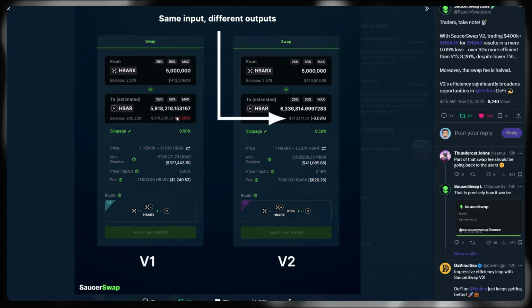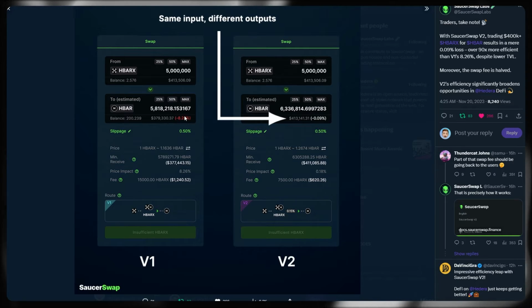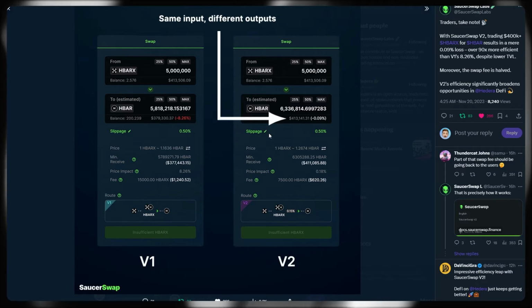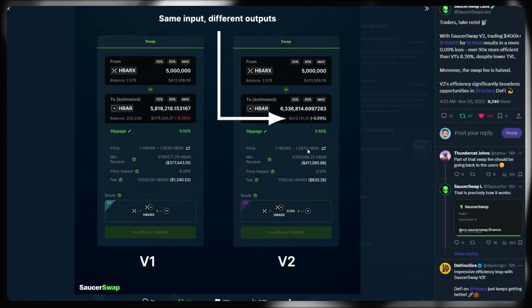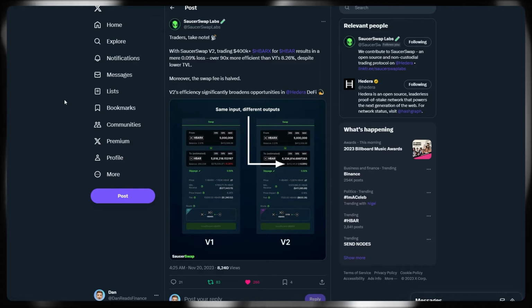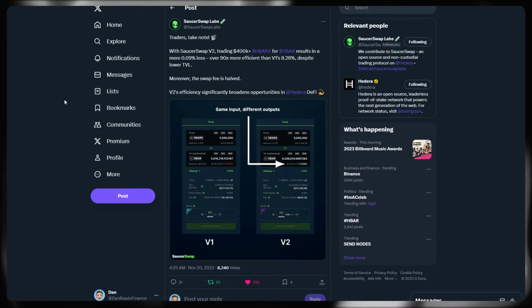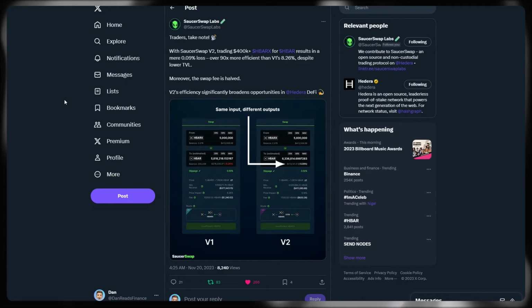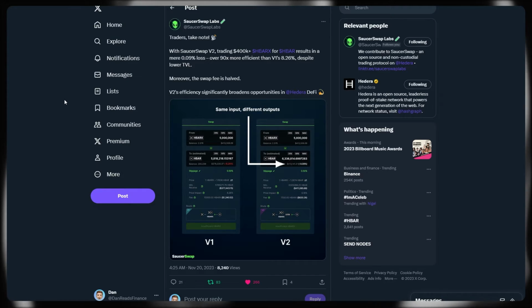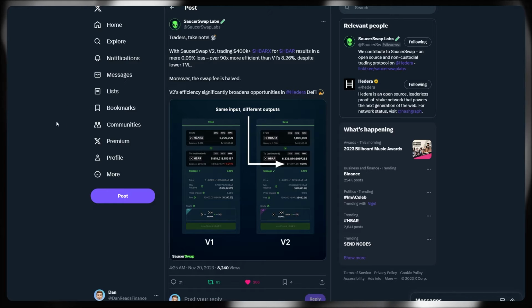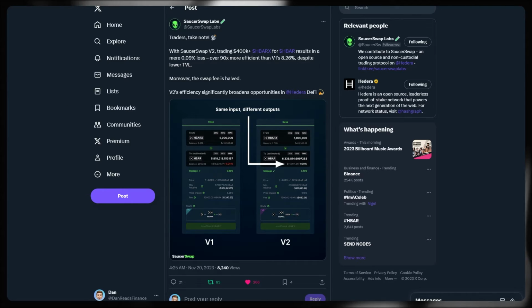The price impact of doing that trade on V1 was nearly 8.5%, and that is reduced to literally sub 0.1% on V2 due to this improved capital efficiency. That cannot be understated or underestimated as to how much of a benefit that is for Hedera's end users that are using this decentralized application. And again, big kudos to the SaucerSwap Labs team themselves for pushing this out to all of us so quickly.